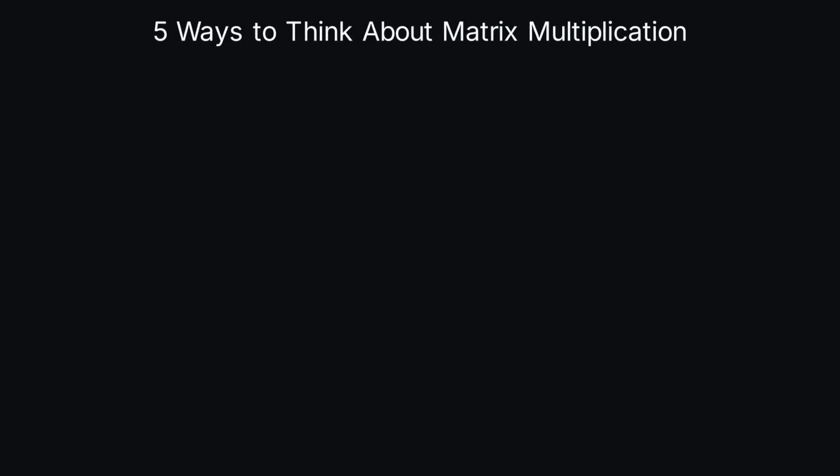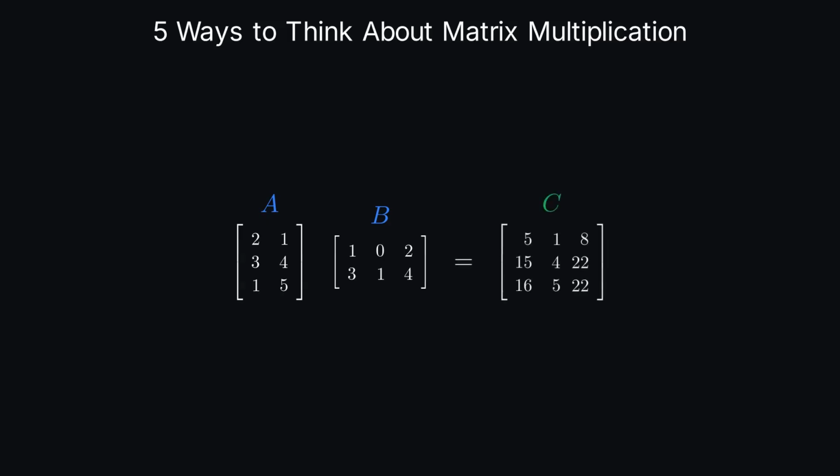You already know how to multiply matrices, but there's far more going on than the standard recipe reveals. Here are two matrices A and B, and their product C equals A times B. We're going to explore 5 different perspectives on the same multiplication.